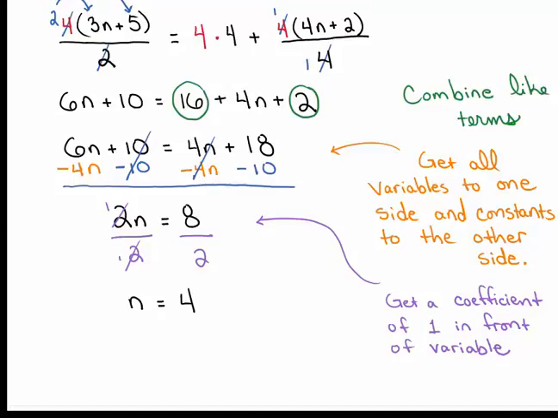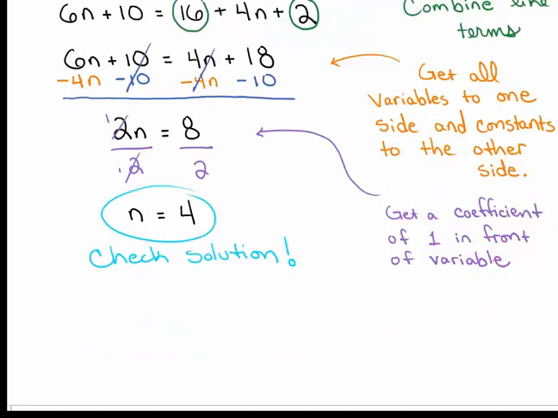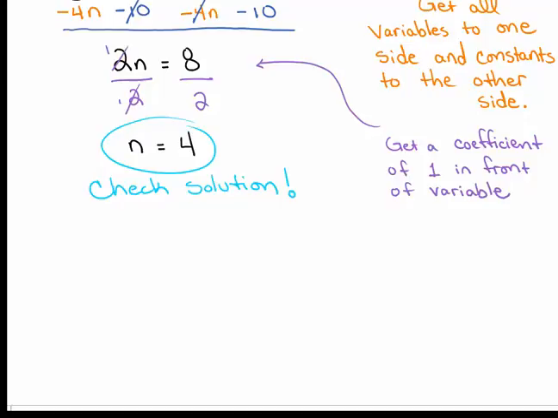Okay, so this will be my solution, but before I write this final solution in a set of braces as a solution set, I should check it and make sure it actually is the correct solution, just in case I might have made an algebraic or arithmetic mistake. So we're going to take 4 and we're going to substitute it back into the original equation.